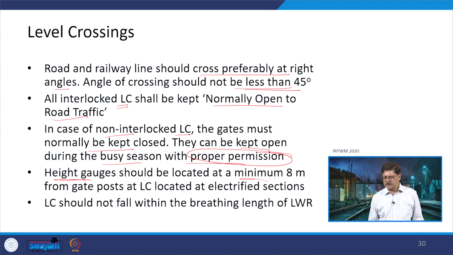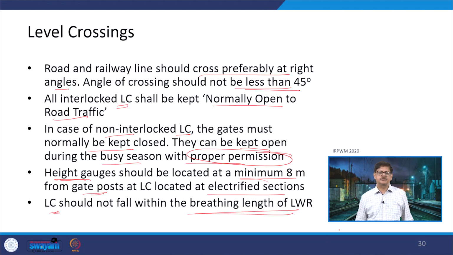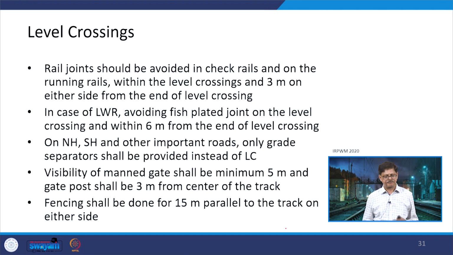So, they are located at a minimum of 8 meters from the gate post in the case of electrified sections. These level crossings should not fall within the breathing length of the LWR. When we discussed the LWR, the long welded rails, at that time we also talked about the breathing length, and we also talked about the level crossings which should not come in those particular lengths.